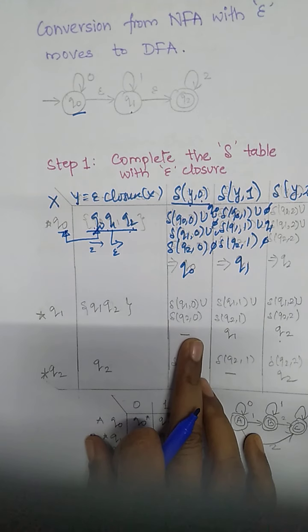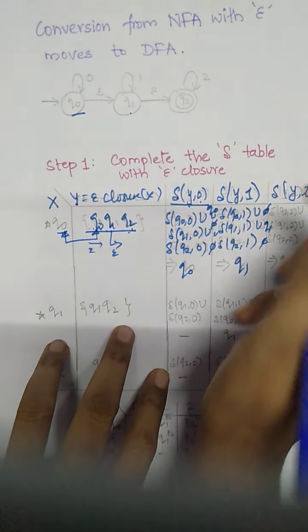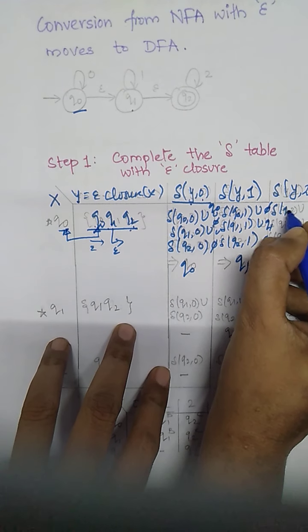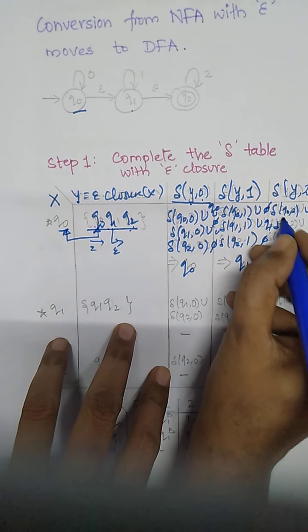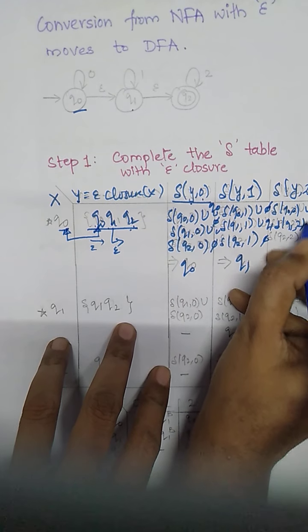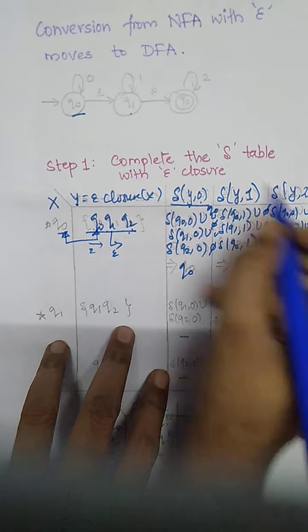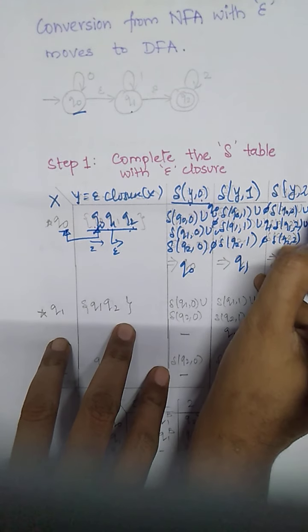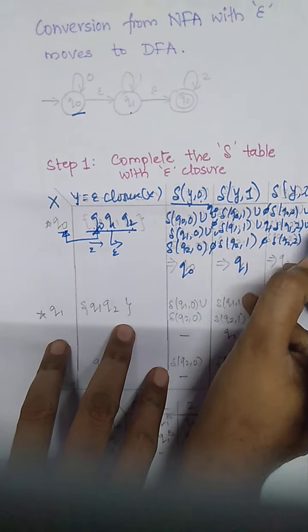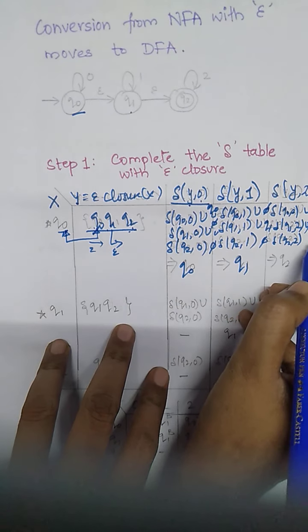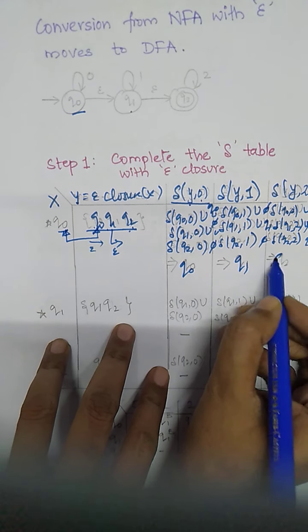We will get Q1. Similarly, transition of Q0 with input 2 union transition of Q1 with input 2 union transition of Q2 with input 2. What will be the answer? Q0 on 2, nothing. Q1 on 2, nothing. Q2 on 2 goes to Q2. So the answer will be Q2.